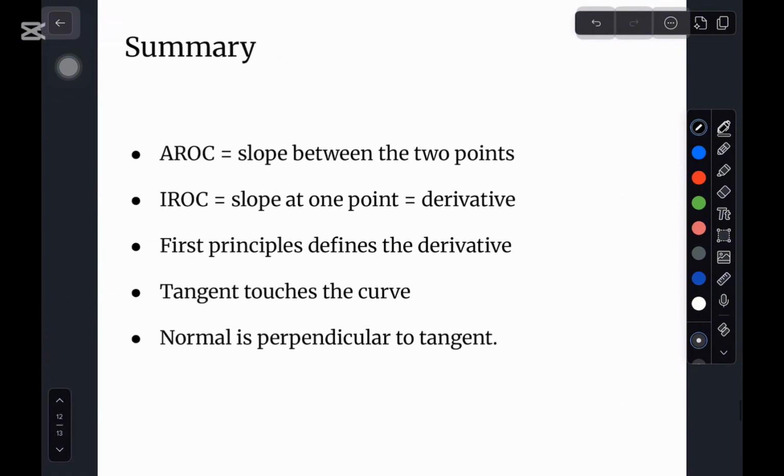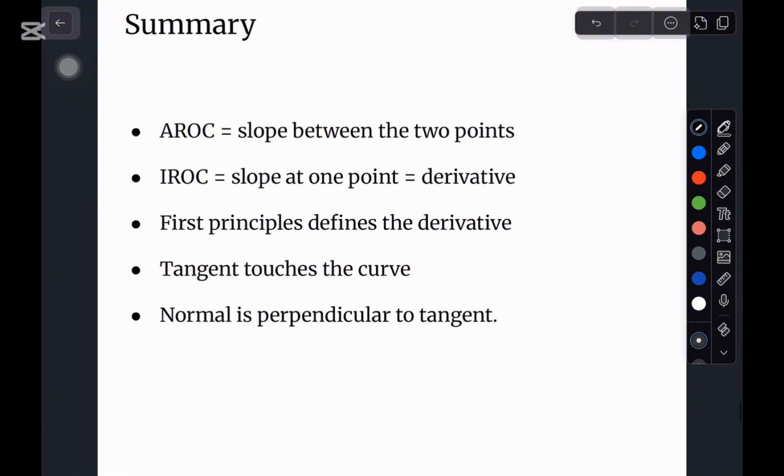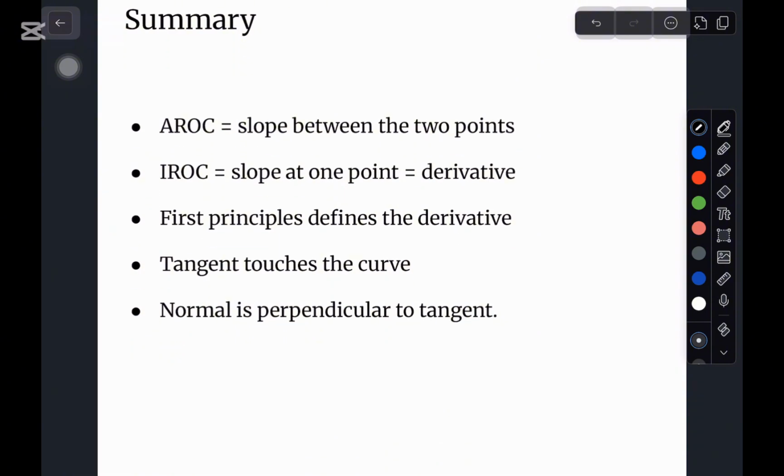So in summary, average rate of change is basically the slope between the 2 points. Instantaneous is the slope at one point, and we can use first principles to find the instantaneous rate of change. The tangent touches the curve, and the normal is perpendicular to the tangent.